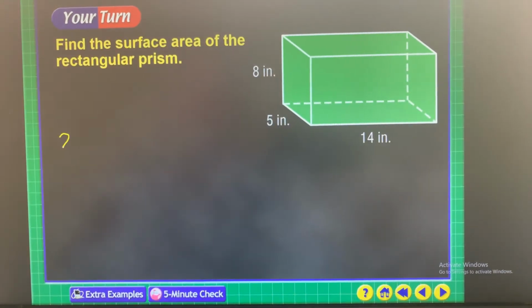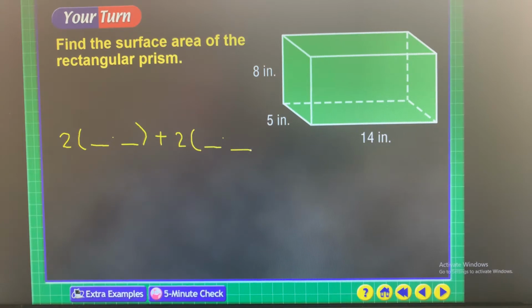So we do the same thing with this one. We have 2 front and back. We have 2 sides, top and bottom, you could say, plus 2 that are right and left. Oops, it's a multiplication sign, hello. So look at it. Here's an 8 by 5, and the other side would be 8 by 5. Then you have the bottom that's 5 by 14 and the top that's 5 by 14. And then you have this front right here that's 8 by 14, and then the back that's 8 by 14.